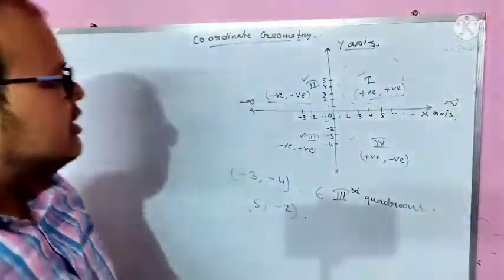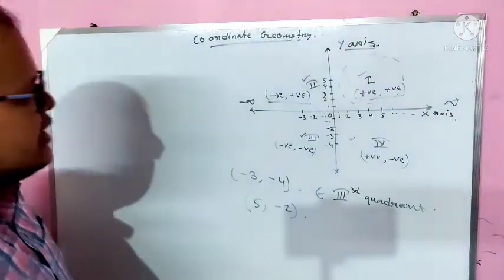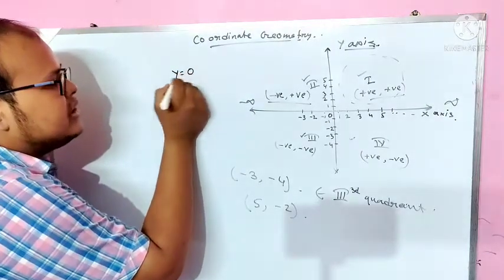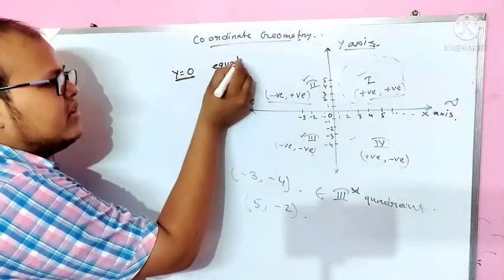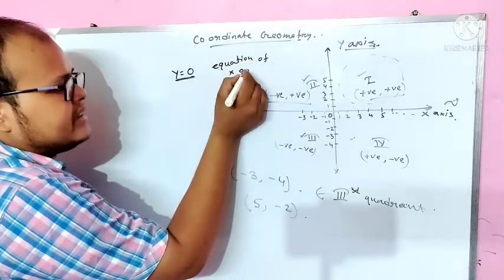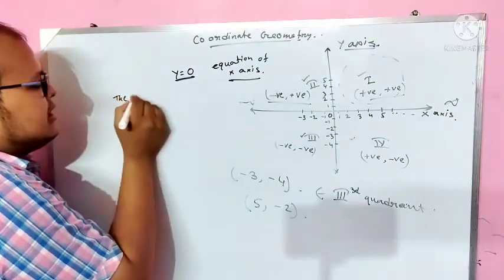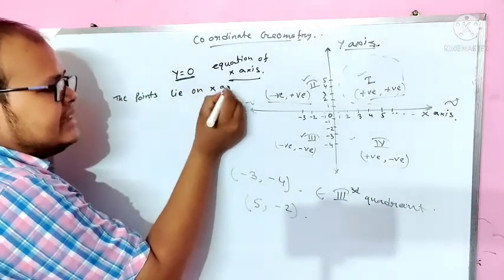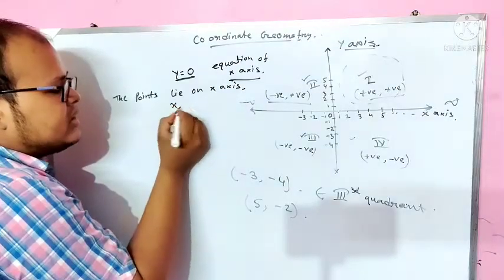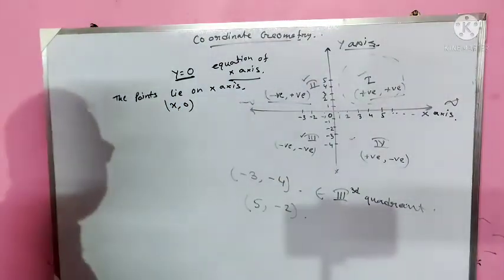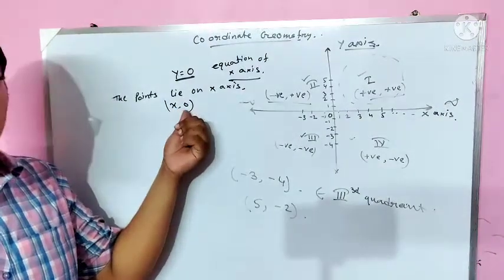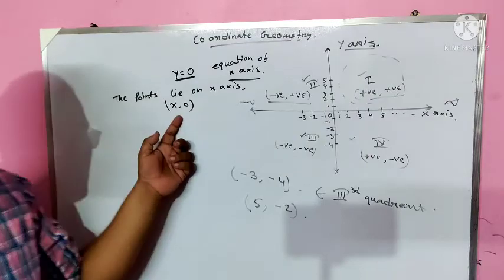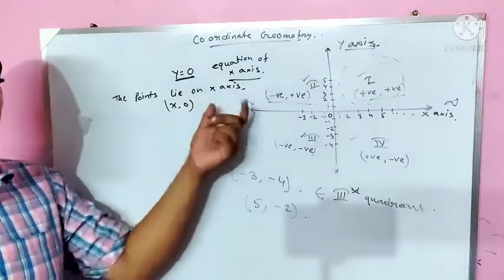And further, a few more concepts are there, such as what the equation of the x-axis is. That will be y equals 0. That is the equation of the x-axis. And the points that lie on the x-axis will look like x comma 0. There only the abscissa will be there, and the ordinate portion will always be 0. So x comma 0 type of points will be there in case the point is lying on the x-axis.